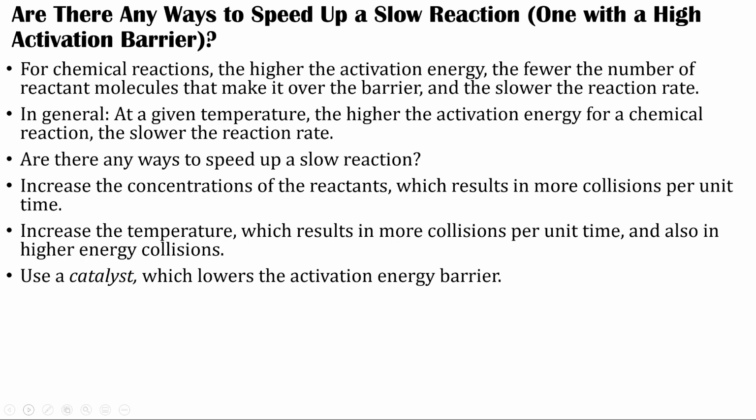Are there any ways to speed up a slow reaction? Well, we can increase concentration of the reactants, which makes more collisions occur, and it increases the rate. Or we can increase the temperature, which causes the reactants to collide more often because they're moving faster. Or we can use a catalyst, and that lowers the energy of activation barrier.